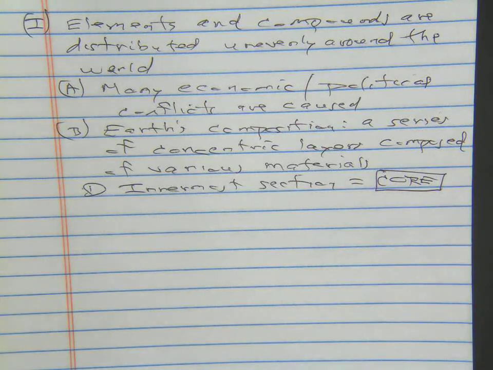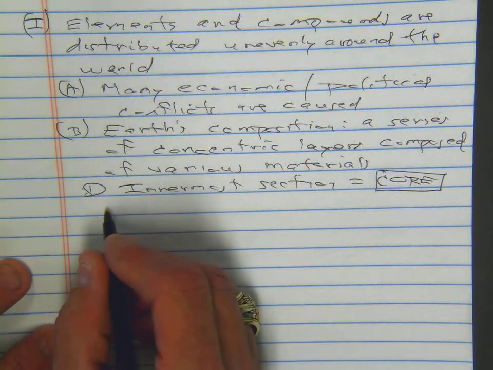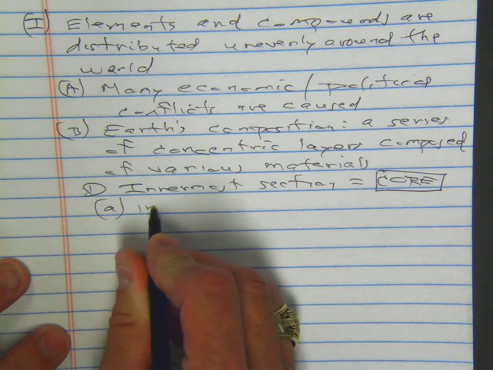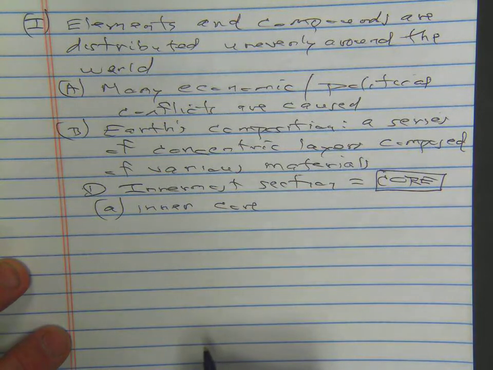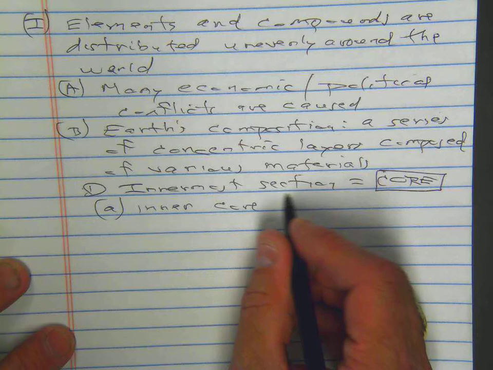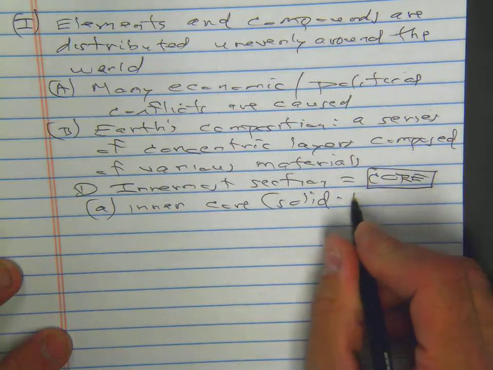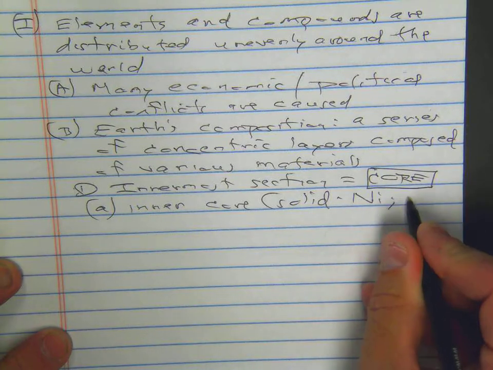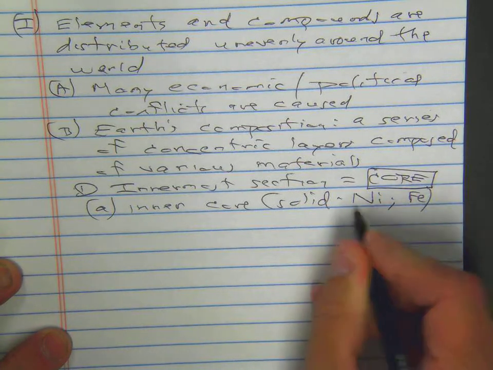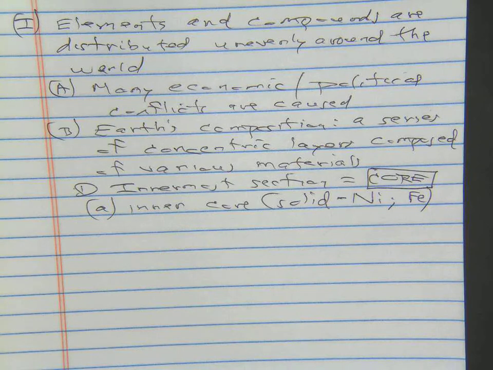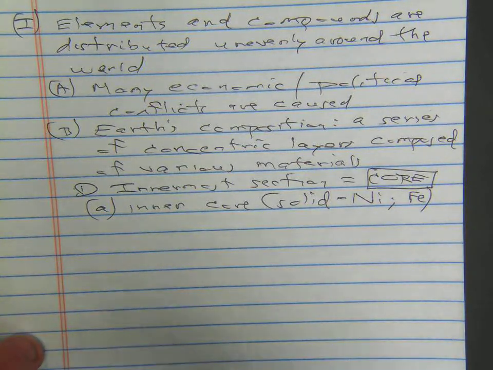All right, and this is comprised of what's called an inner core. This is largely solid, consisting largely of nickel and iron. Basically those are some of the heavier metals that are in the center. There's typically lighter compounds like sand on the surface. We'll get up to that in just a few minutes.